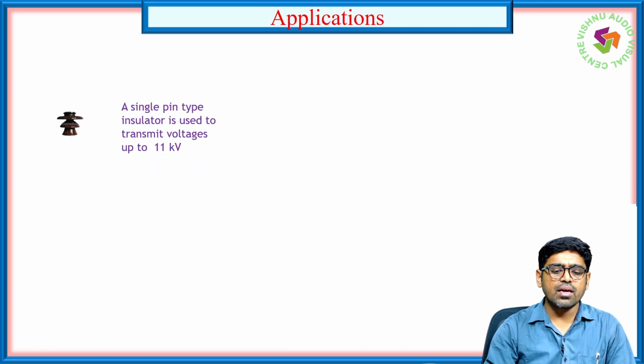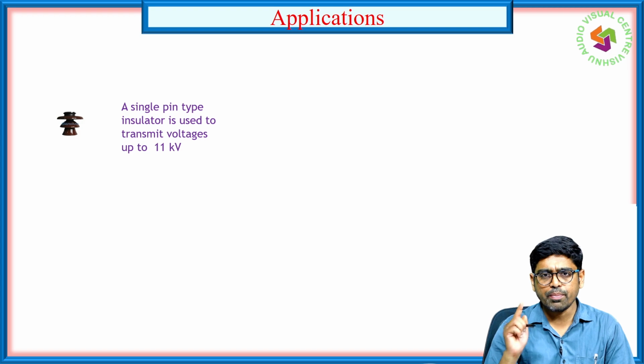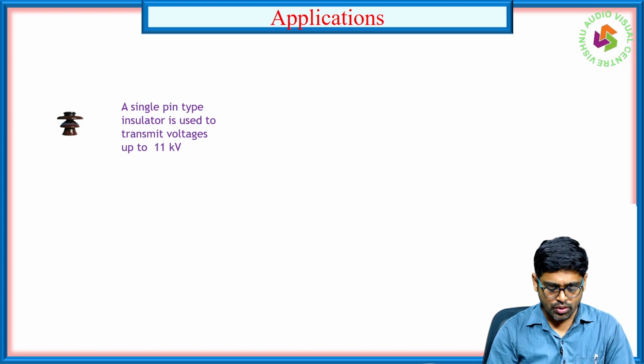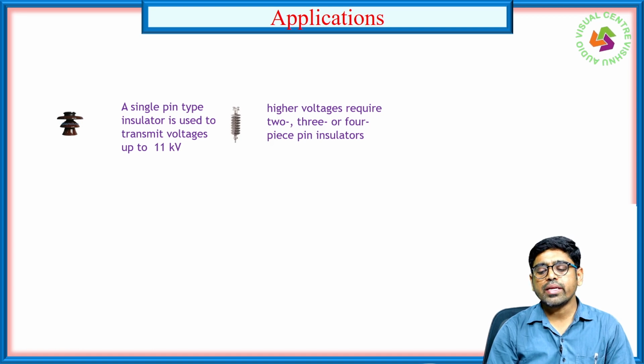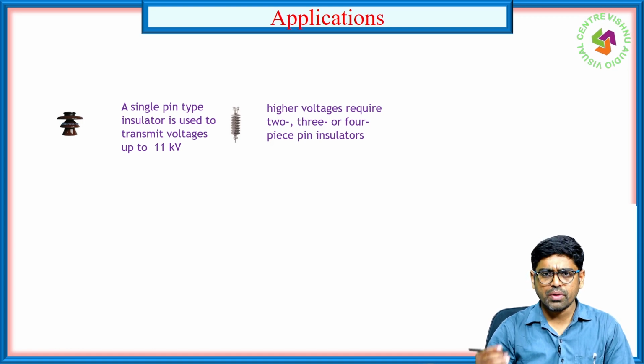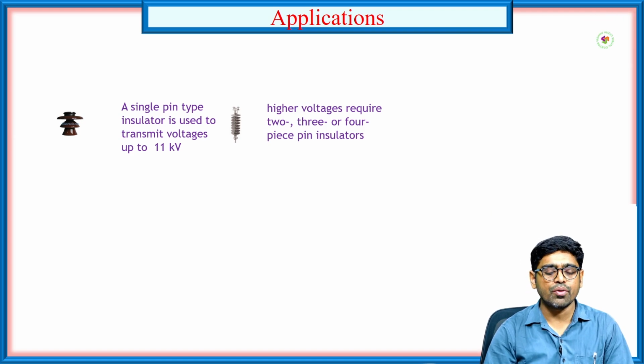Next is the application of the single pin type insulator, used to transmit voltage up to 11 kV. So one particular pin insulator can be used up to 11 kV systems, and for higher voltage we require 2 or 3 pieces. So we can connect them in series so that we can withstand higher voltage also.